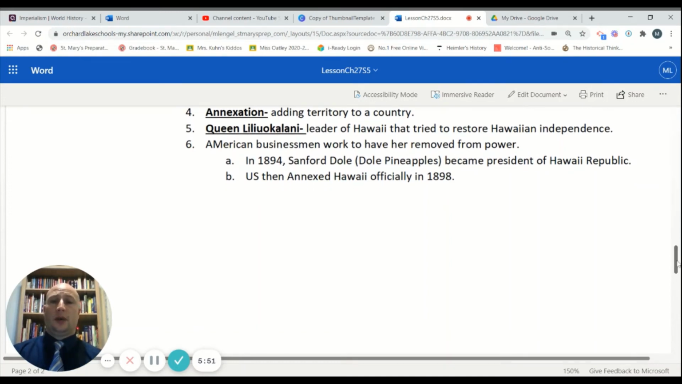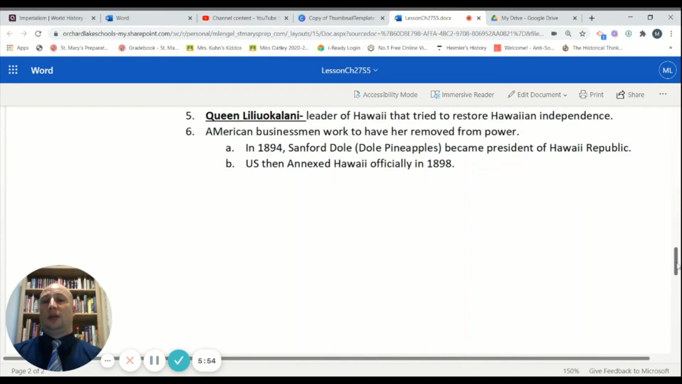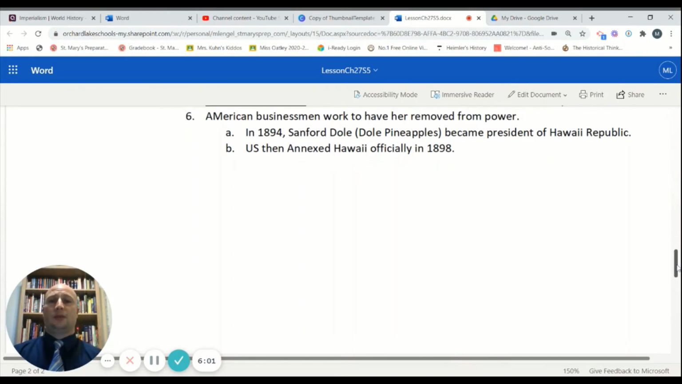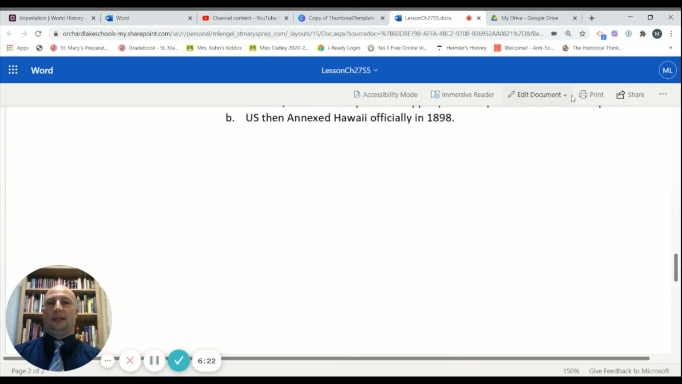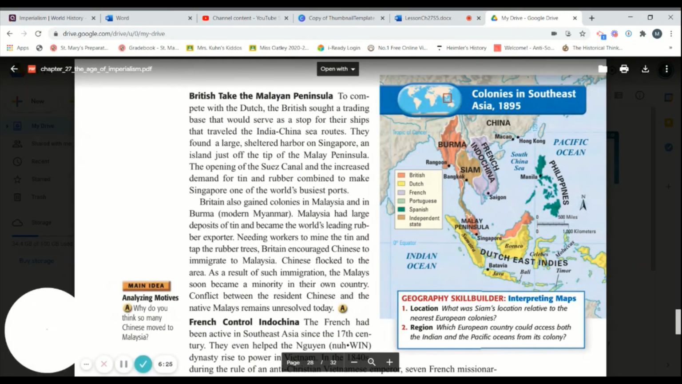The queen or ruler of Hawaii at the time was Queen Liliuokalani. She was the leader of Hawaii that tried to restore Hawaiian independence. American businessmen worked to have her removed from power. In 1894, a famous American businessman named Sanford Dole, you may go to the store and buy Dole products, Dole Pineapples, canned goods, became the president of the Hawaii Republic, but then the United States officially annexed Hawaii in 1898. Here is a picture of the Queen.